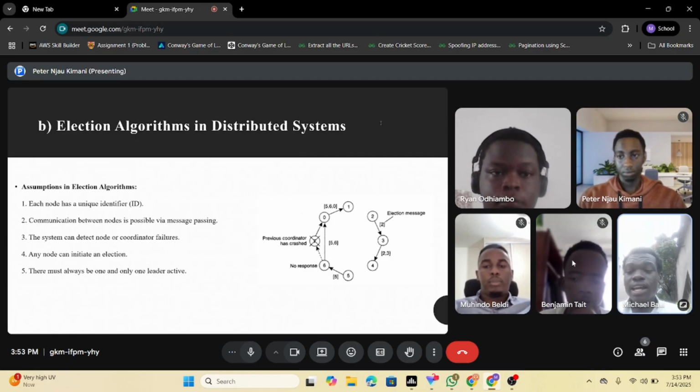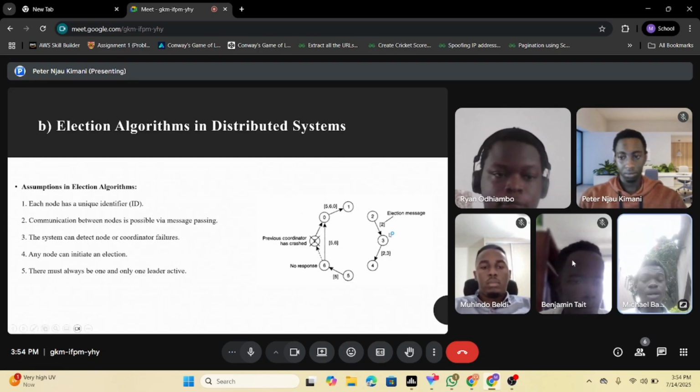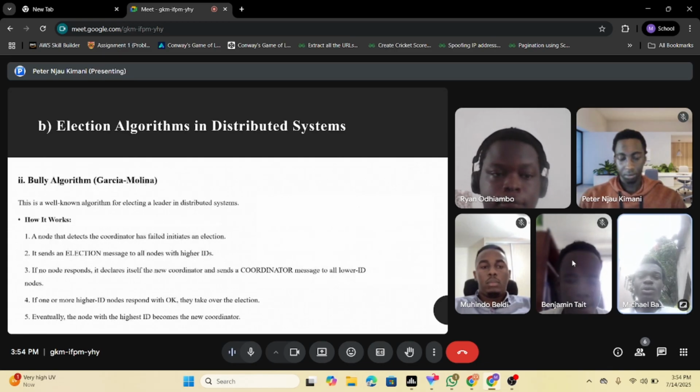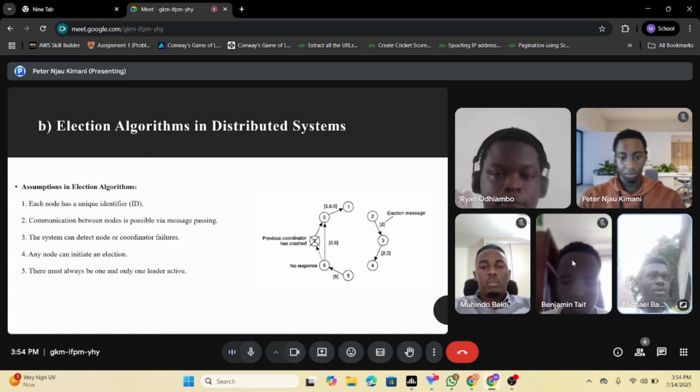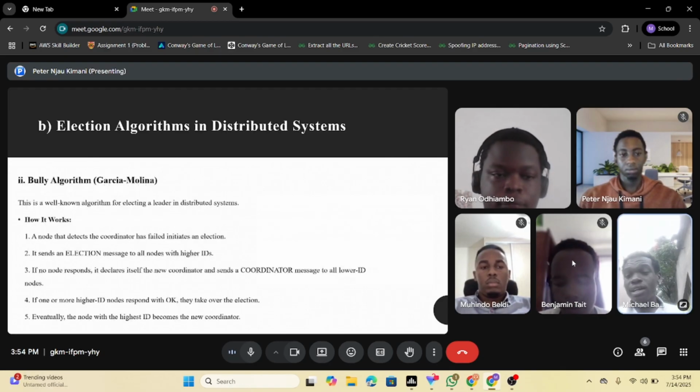Then the other assumption is that any node can initiate an election. And the other one is that there must always be one and only one leader active. If we had five leaders, then there would be a problem of synchronization, which we are trying to curb. By having one and only one leader, it becomes easier for us to synchronize and facilitate communication. There is no problem of leader node A saying this and leader node B saying that. So with only one leader, it is easier.